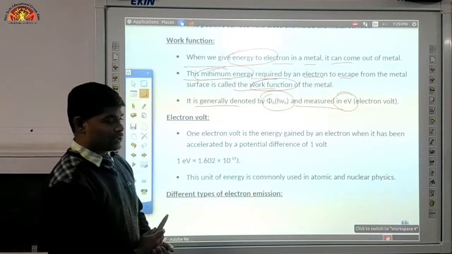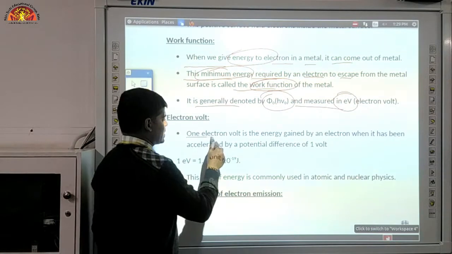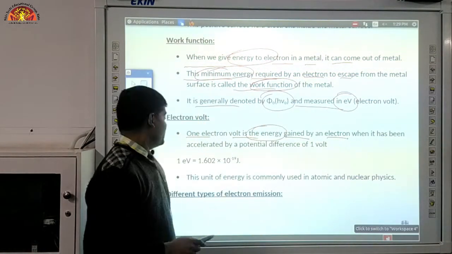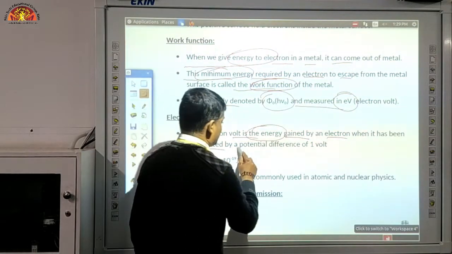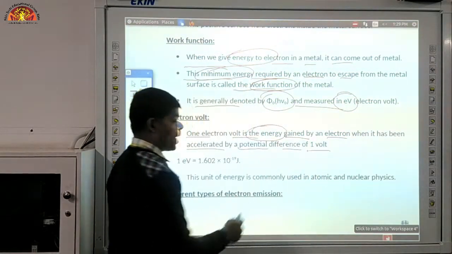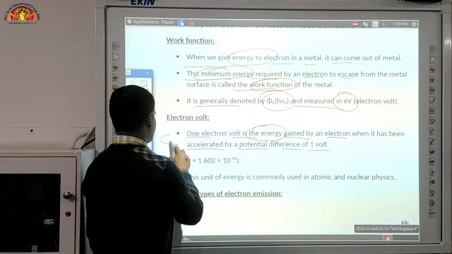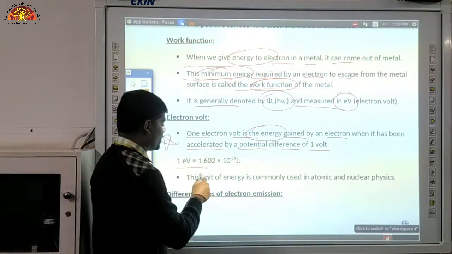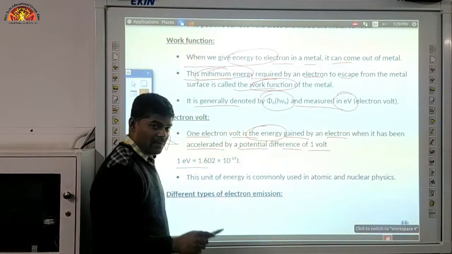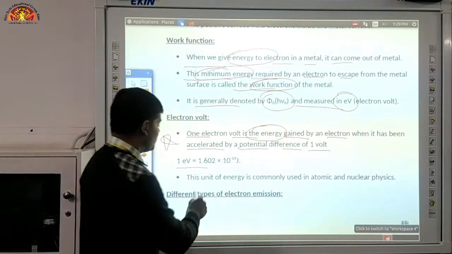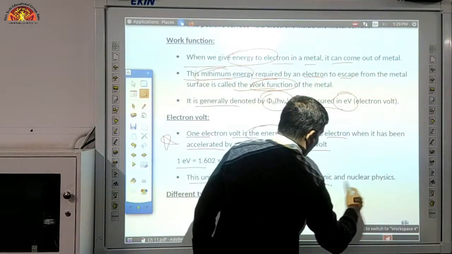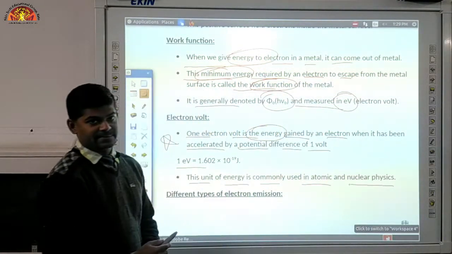Now come to the electron volt. What is the electron volt? 1 electron volt is the energy that is gained by the electron when it has been accelerated by the potential difference of 1 volt. You have to learn this definition, it is a very important one. Now 1 electron volt is equal to 1.602 into 10 to the power minus 19 joule. This unit of energy is commonly used in atomic and nuclear physics.